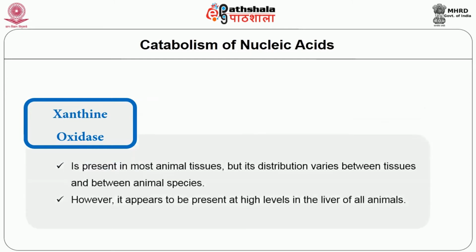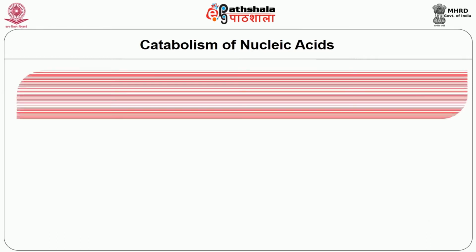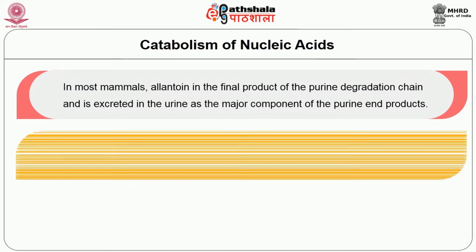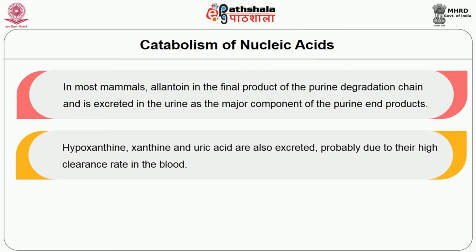Xanthine oxidase is present in most animal tissues, but its distribution varies between tissue to tissue and between the animal species. However, it appears to be present at high levels in the liver of all animals. Thereby, all animals are very capable of carrying out purine degradation. In most mammals, allantoin is the final product of the purine degradation chain and is excreted in the urine as the major component of the purine end products. Hypoxanthine, xanthine and uric acid are also excreted, probably due to their high clearance rate from the blood.